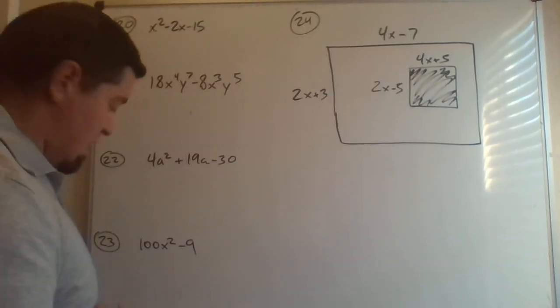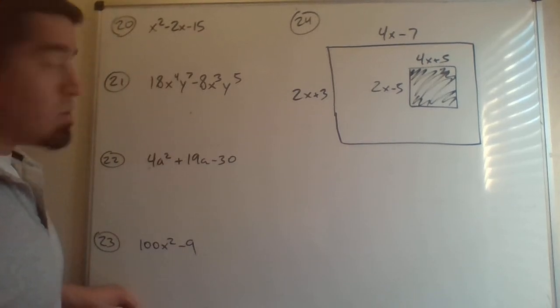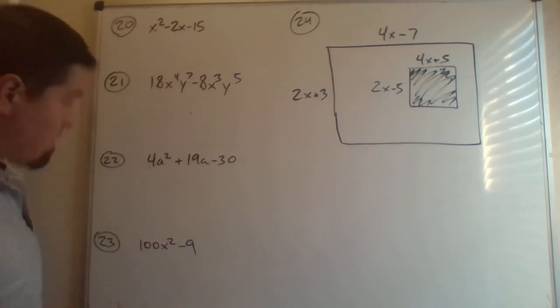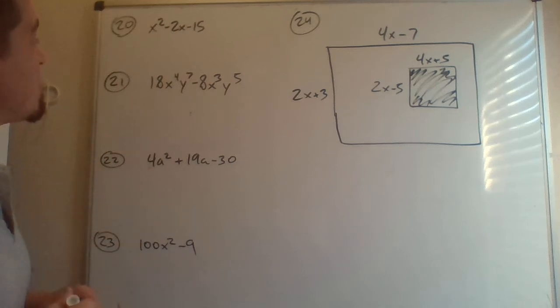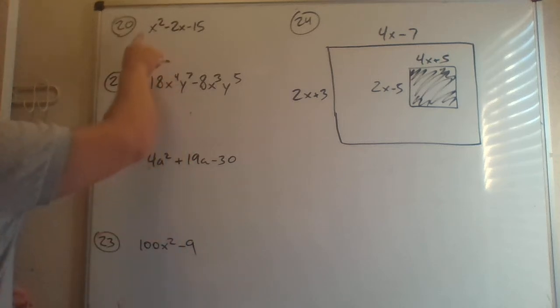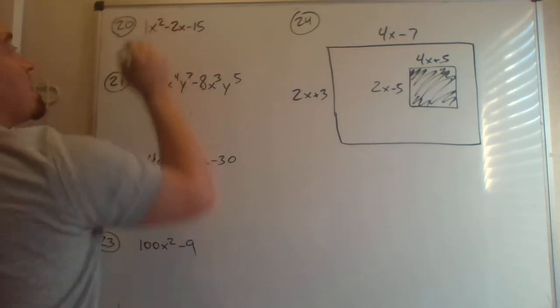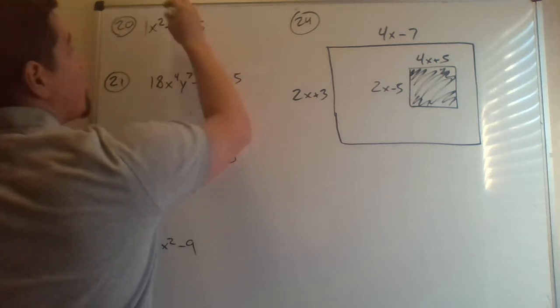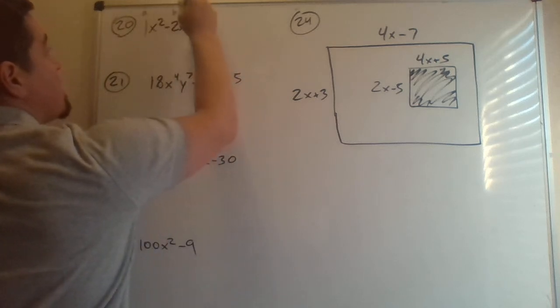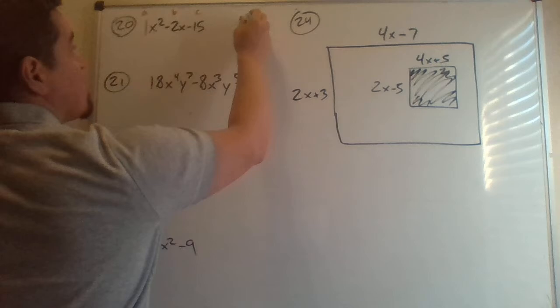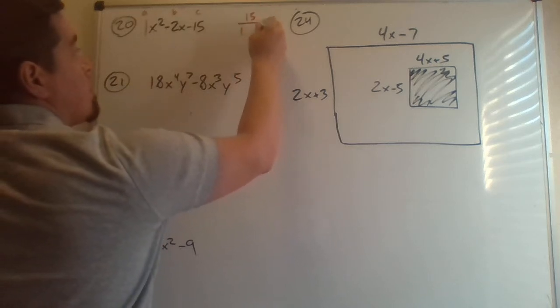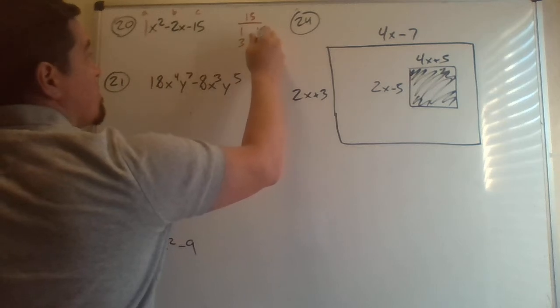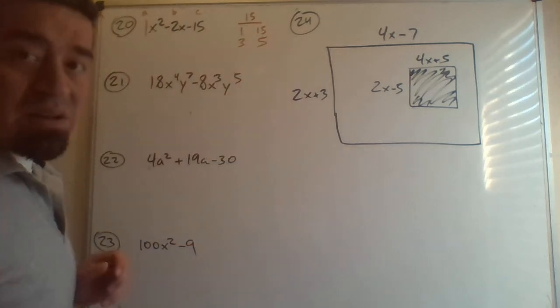Okay, so on 20, and through 23 really, we want to factor these problems. So they're all different types. So here you have 3 terms where the lead term is 1. So when that's the case, remember we talked about A, B, and C. We're going to look at the factors of the C term, which is 15. So the factors of 15 are 1 and 15, 3 and 5. And that's all the factors that there are.